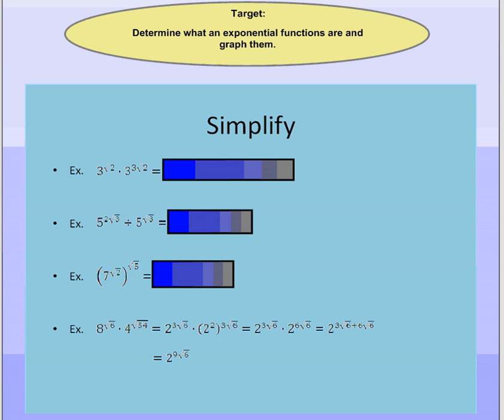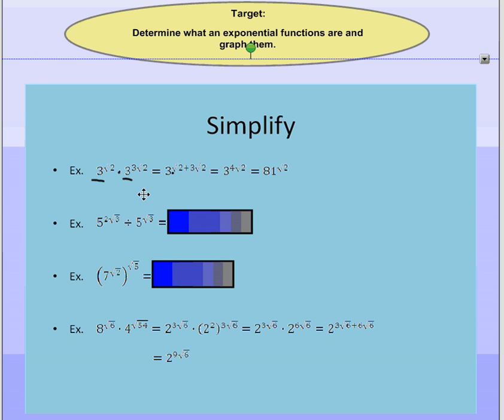Another thing we'll be doing in this section is simplifying with exponents that we are not quite used to seeing. We have to remember our rules of exponents, especially when they have the same base. When powers have the same base and you are multiplying them together, remember the exponents get added together. So we're literally adding square root of 2 plus 3 square root of 2, which is 4 square root of 2. What you can do to simplify that is take the 3 to the 4th power, which is 81, leaving the square root of 2 as your exponent.